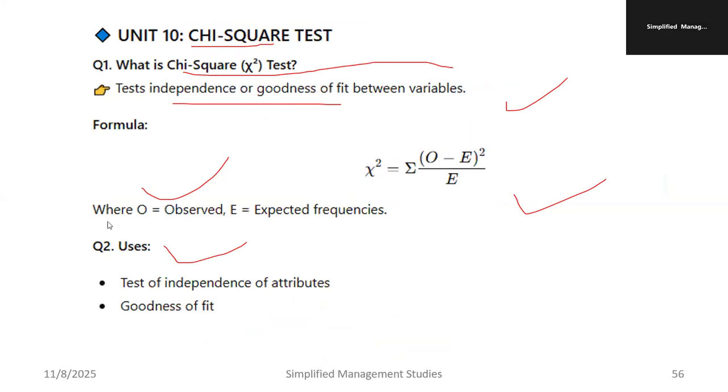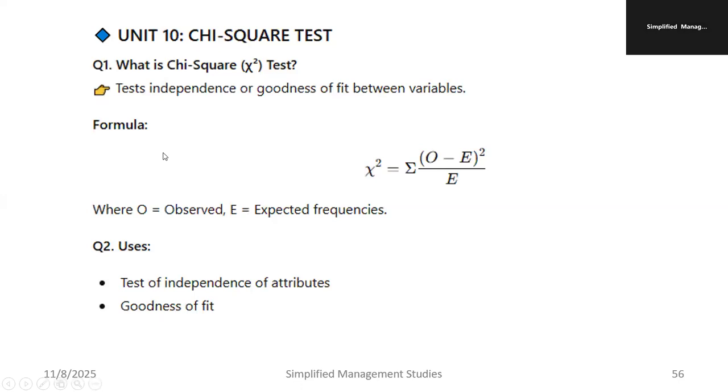So now moving on to unit number 10, which is very important, chi-square test. What is chi-square test? This test is independent of test of goodness of fit between the variables. The formula is given: sigma of observed minus expected frequency, squared, divided by expected frequency, that is E.